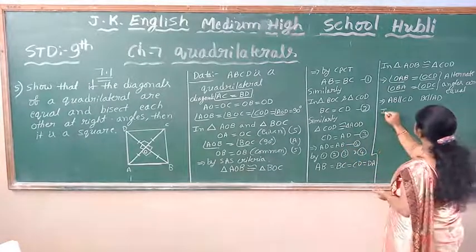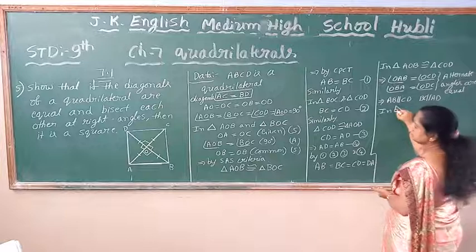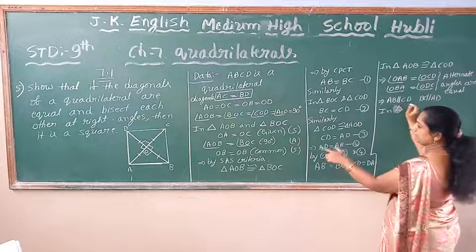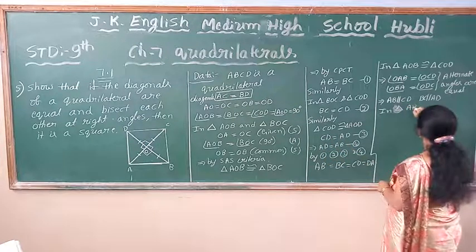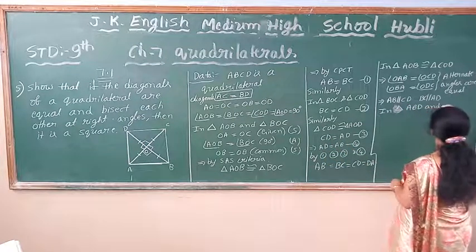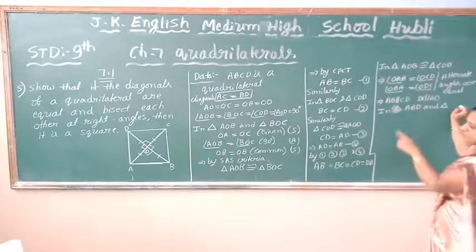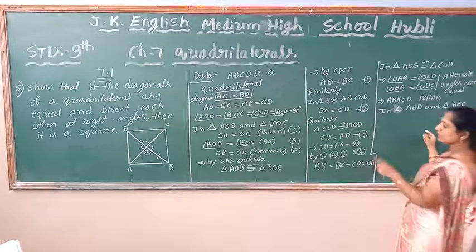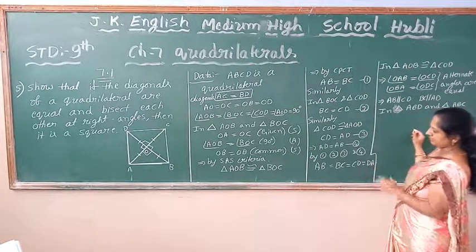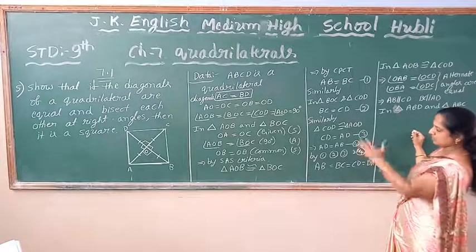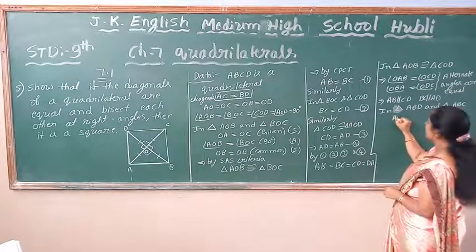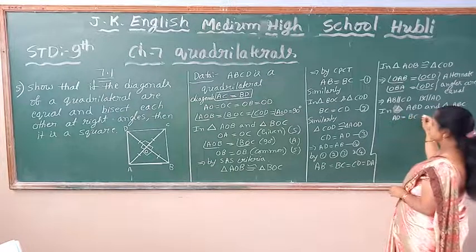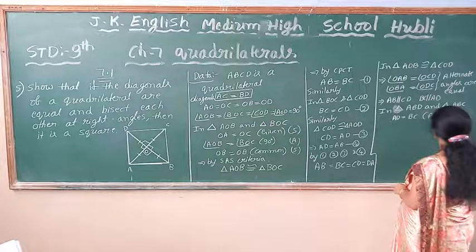So in triangle ABD and triangle ABC, in these two triangles now, we proved already. So opposite one is common. So this is proved now. AD is equal to BC. It is proved, children.